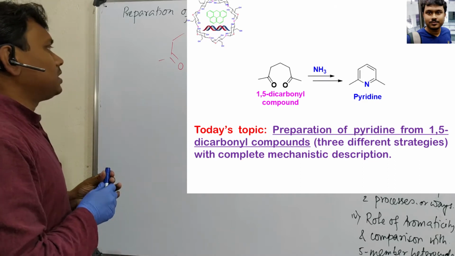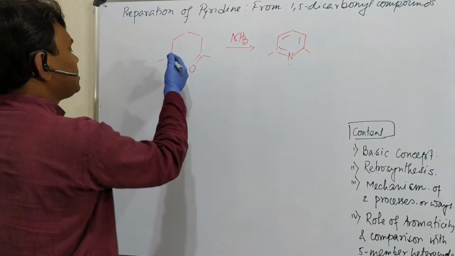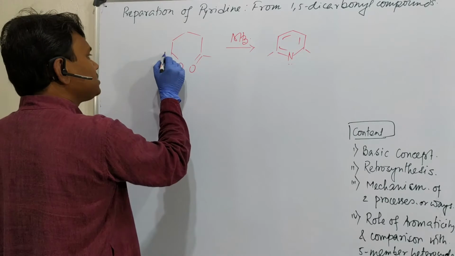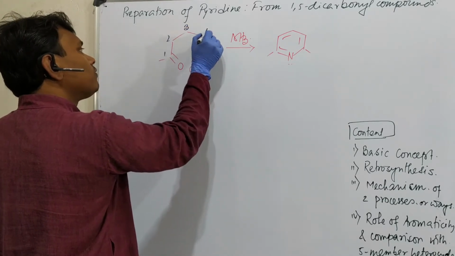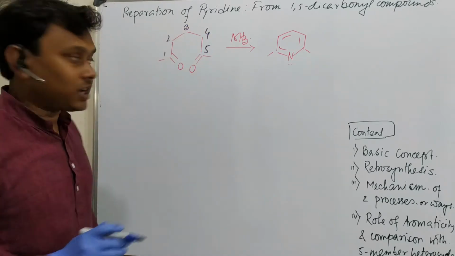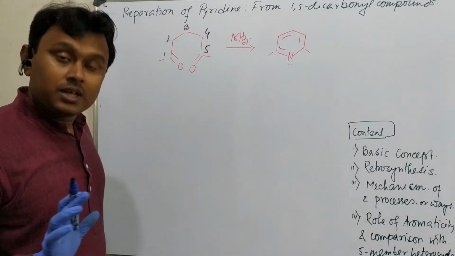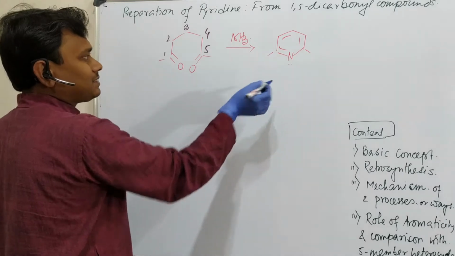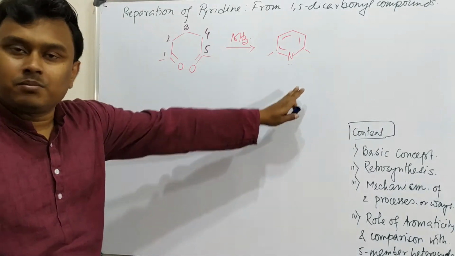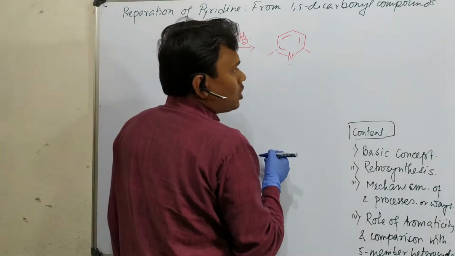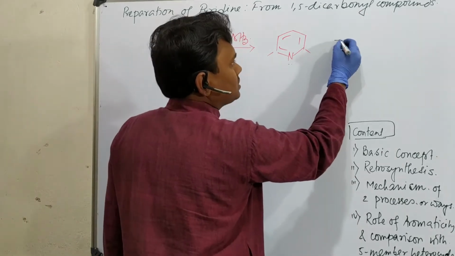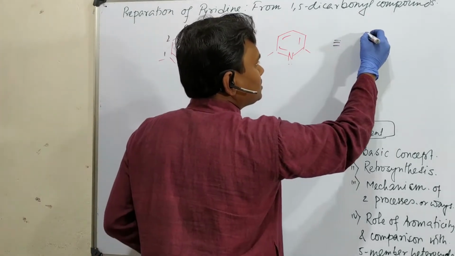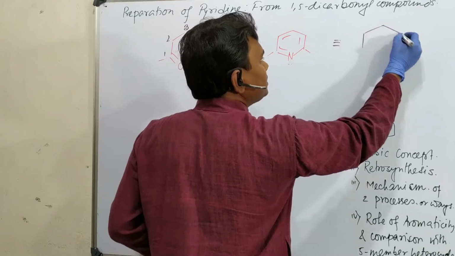So let's first come to this point. This is the 1,5-dicarbonyl compound. 1,5 means this is 1, 2, 3, 4, 5. In this way it is called 1,5, not from here or here. There is a difference. It undergoes reaction with ammonia and ultimately results in pyridine. So this is pyridine.